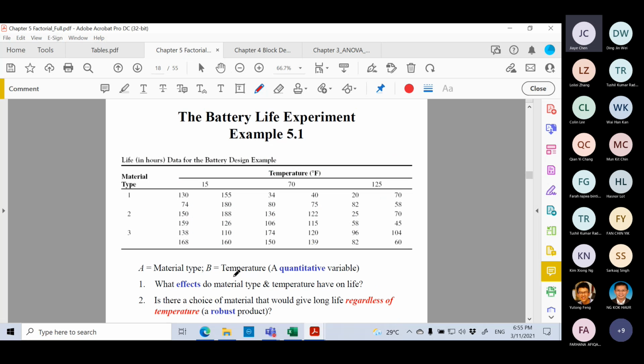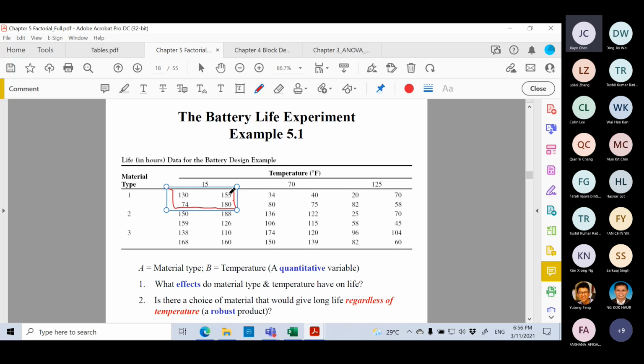So in this analysis, of course, we will represent the experiment as follows. This one is the first cell. They run the experiment under material one, and the temperature is 15 Fahrenheit. Then you have these 4 experiments they run under this cell.